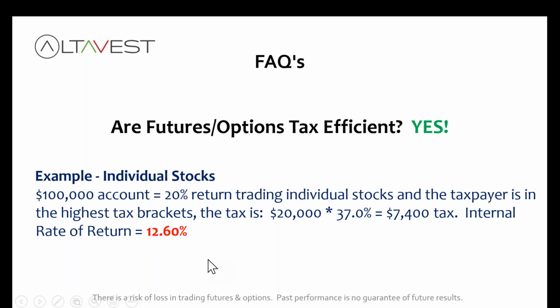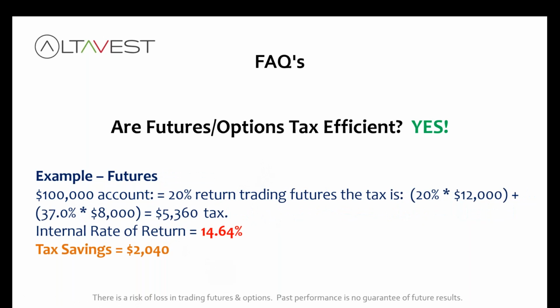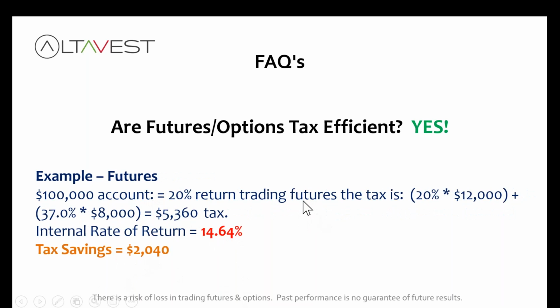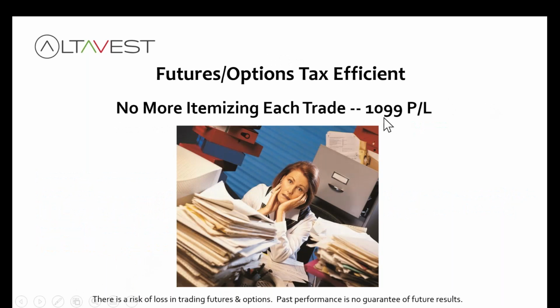You're trading individual stocks, you get 20% on 100 grand. You're going to get a return of 12.6% after you pay taxes, assuming you're in the highest bracket. And I know all of you are, right? Okay. And then if you're doing futures, look at that. Just because you're trading futures, meaning futures and futures options, 14.64% return, $2,000 tax savings compared to trading stocks. So yes, you want that tax efficiency working for you. And no more itemizing. You get a 1099.